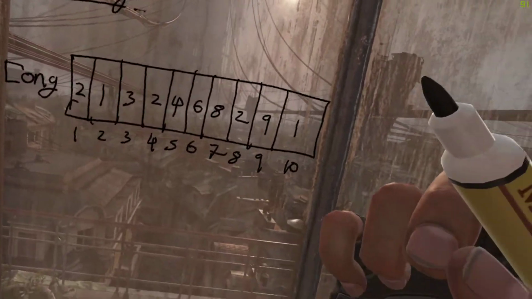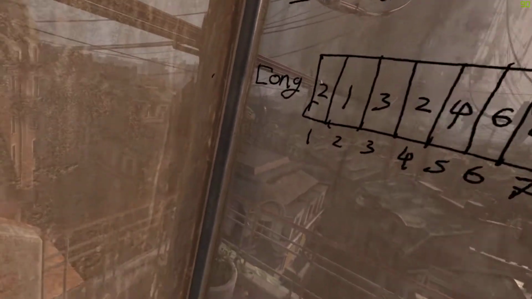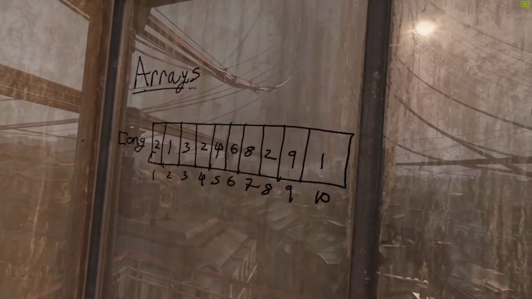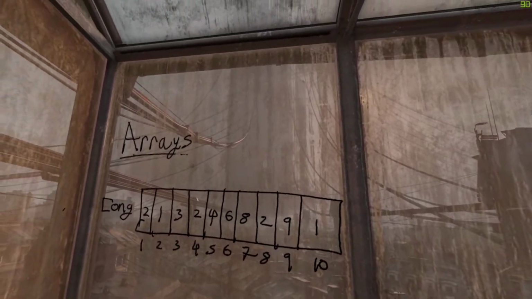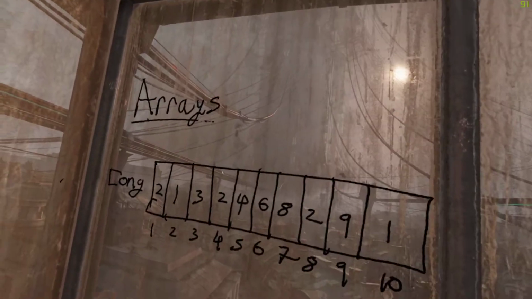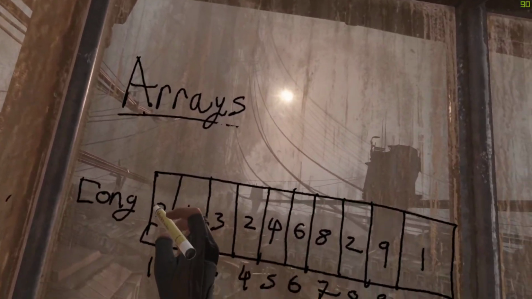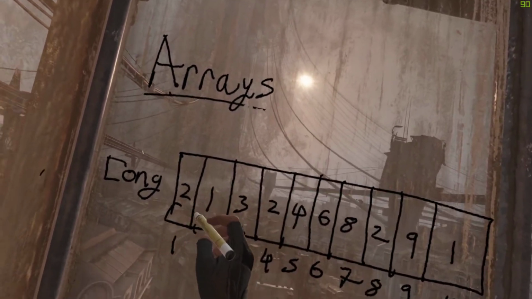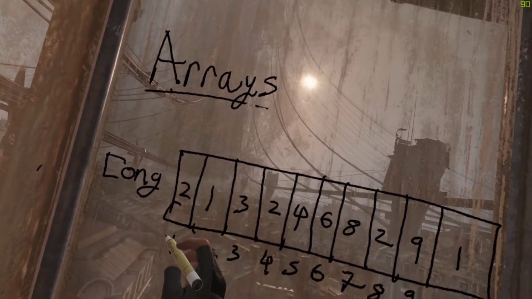All right, and they want us to write a fragment of code to print out the sum of all of these integers. So what we're going to be doing is going to each location of the array and adding each number to the previous number. So we're going to start with 2. When we start with 2, 2 will be the sum so far.